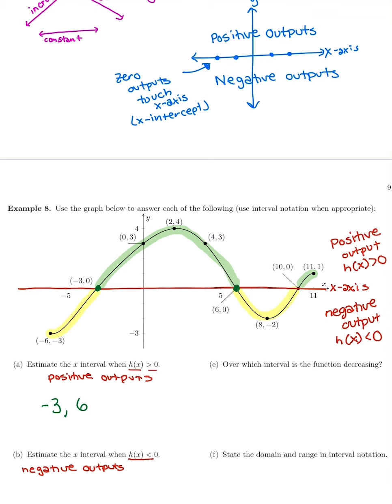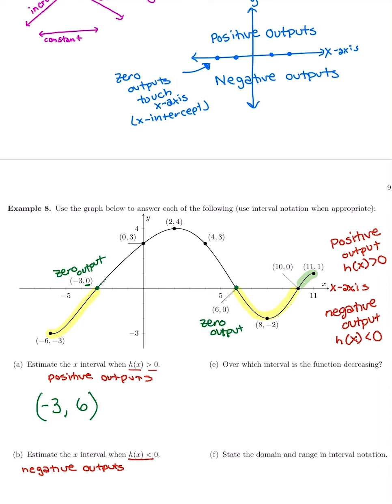So I might need to erase some of this to see if we should include or exclude this. Looking at -3, the y value there is 0. This is a 0 output, not a positive output. So -3 is not going to be included. It does not give us a positive output, but hey, -2.999 as I get really close to -3 does. So -3 not included gives us positive outputs. And then looking at 6 also gives us a 0 output. 0 is technically not a positive number. It's not positive or negative. So we're going to exclude that on our interval.